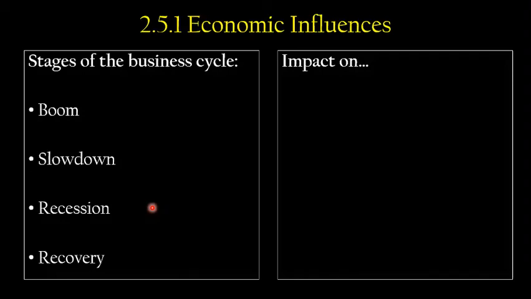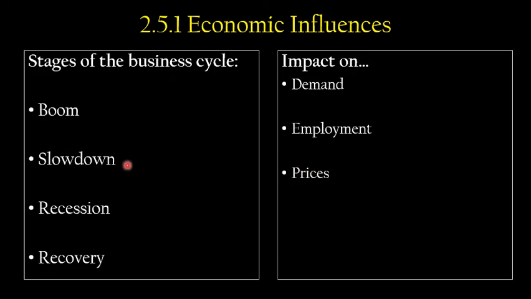Now, at each of these stages of the economic cycle, there will be a different impact on demand for goods and services. Okay, it will either be rising or falling. There will be an impact on employment, because employment is determined by the level of demand. The more demand there is during a boom period, the higher the levels of employment. Prices will be determined by this. Generally, when the economy is doing really, really well, and there's lots of demand for stuff, it puts upward pressure on prices, which is called inflation.